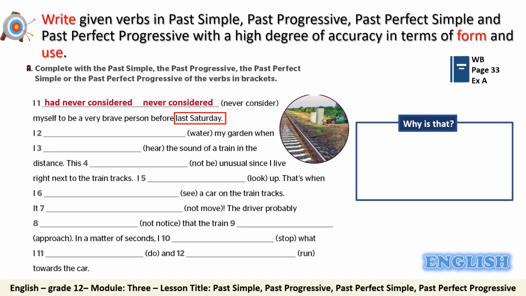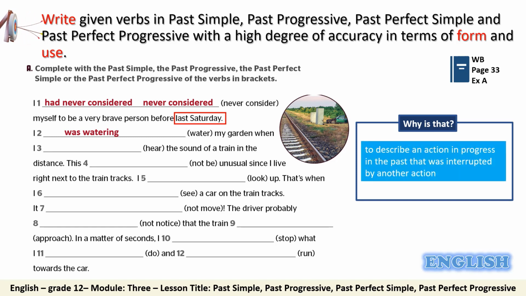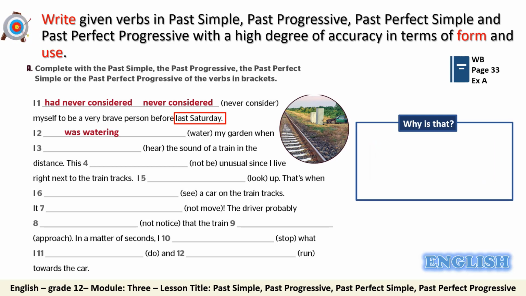Then space number 2. The correct answer is was watering. Can you tell me the reason? Because the action was in progress in the past and was interrupted by another action. Very good. After that, space 3. We should write heard. Can you say why?